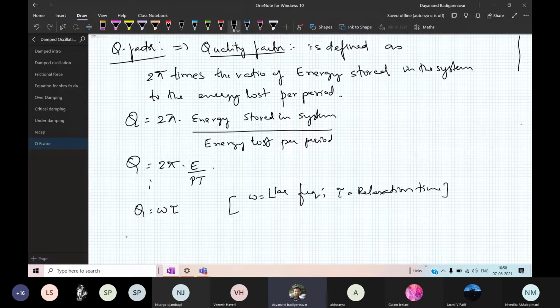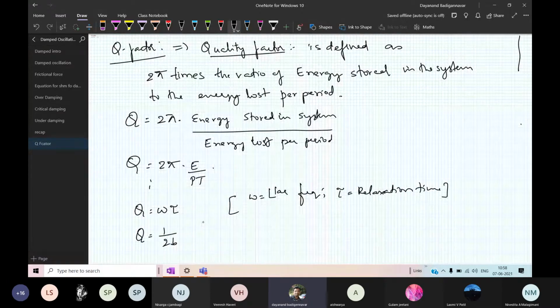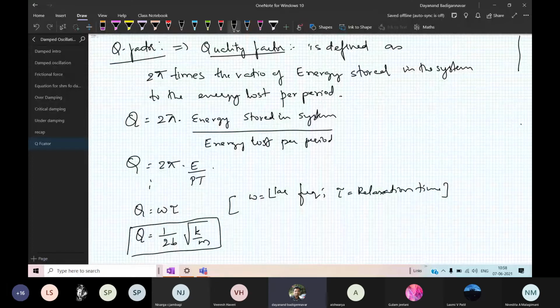Now you can write it in a simple way as Q equal to 1 upon 2b into root of k by m. So this is the way to evaluate the Q factor of damped oscillations. B is the damping coefficient, k is the spring constant, m is the mass that is hanging. Using this, you can get the value of the Q factor.